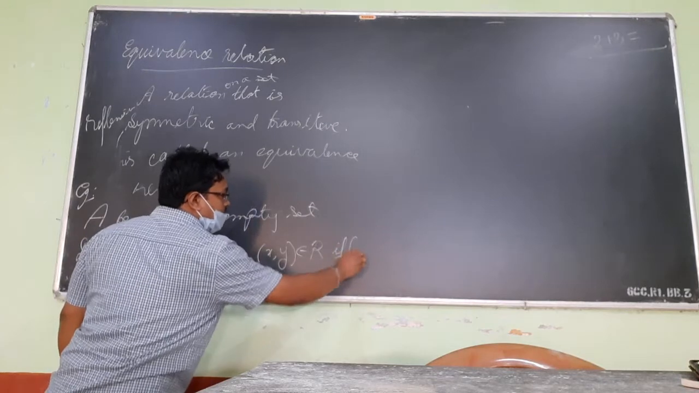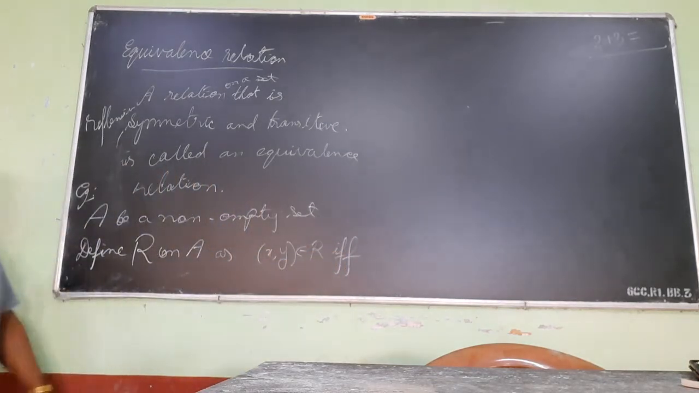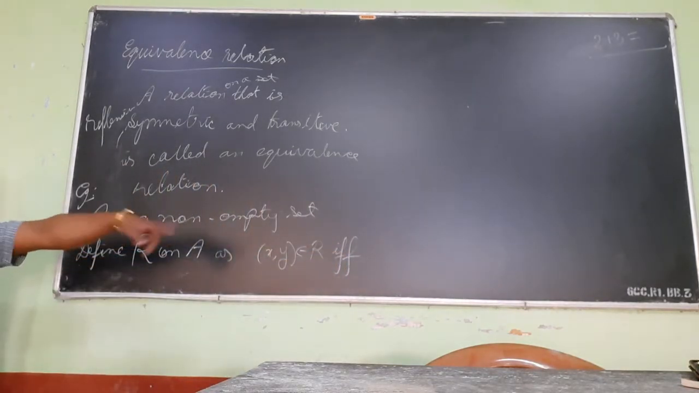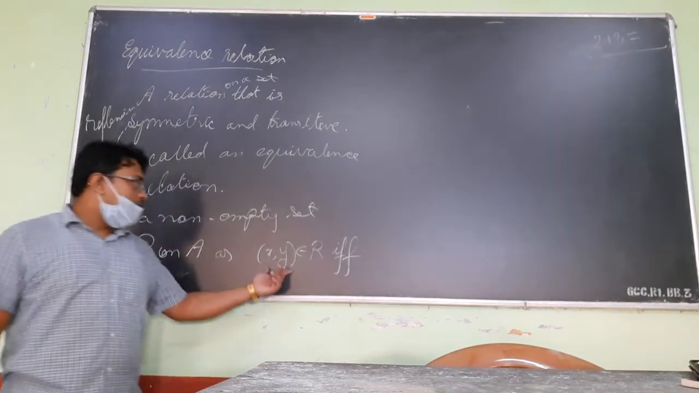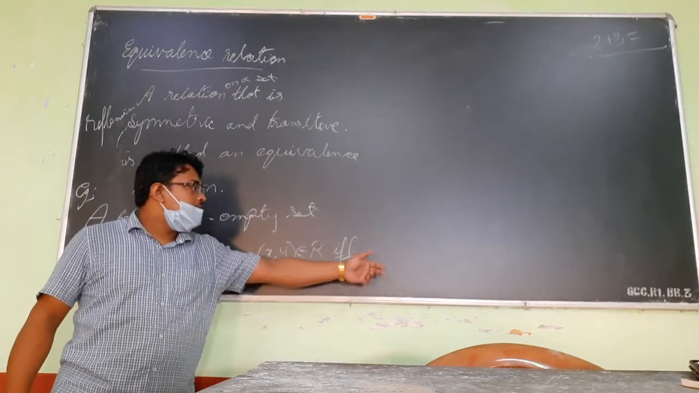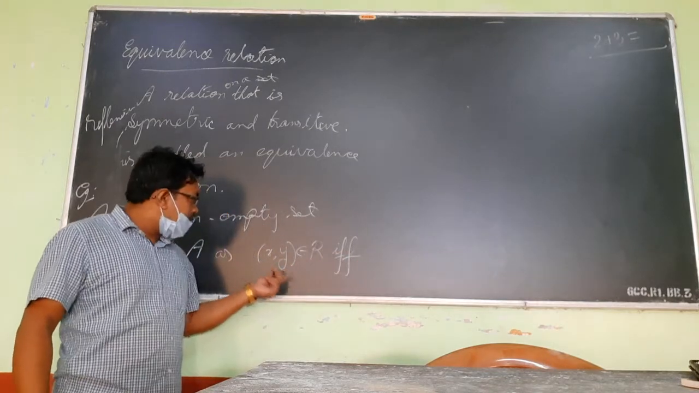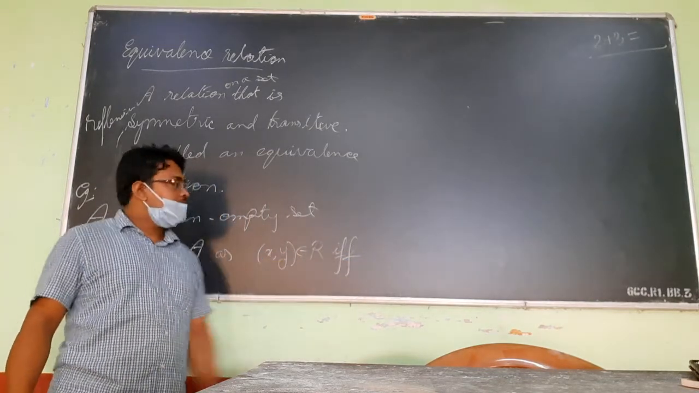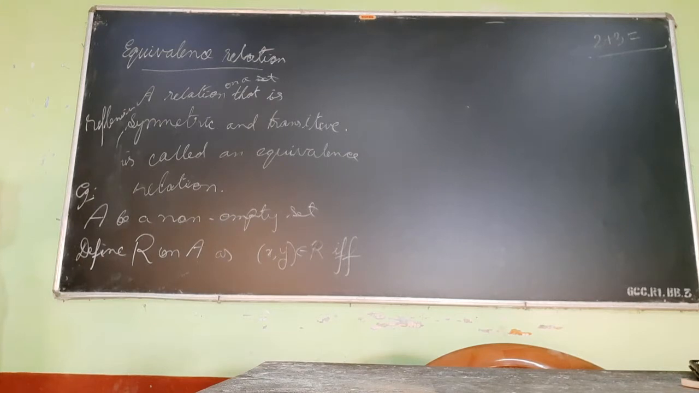So "if and only if" has a short form, that is called iff. This means if and only if. X and y will be related if this happens, and if x and y are related, then that will happen. That is called if and only if. Both ways.